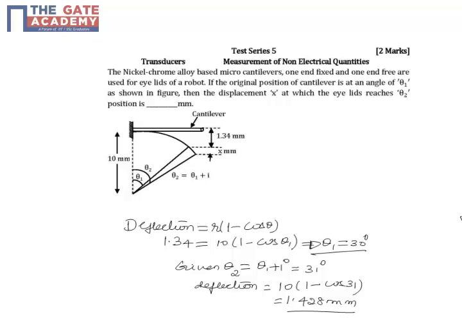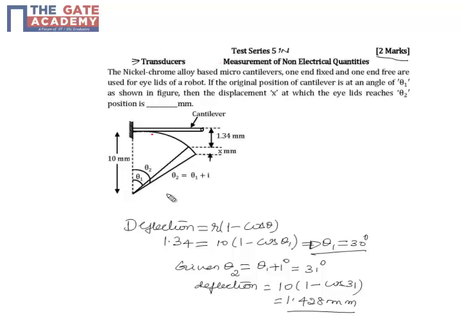Moving on to the next question, which is asked from the subject transducer. So it is from the subject transducer. So second question in the series 5 for IN. IN is for 2 marks. So it is once again from the same topic, measurement of non-electrical quantities.